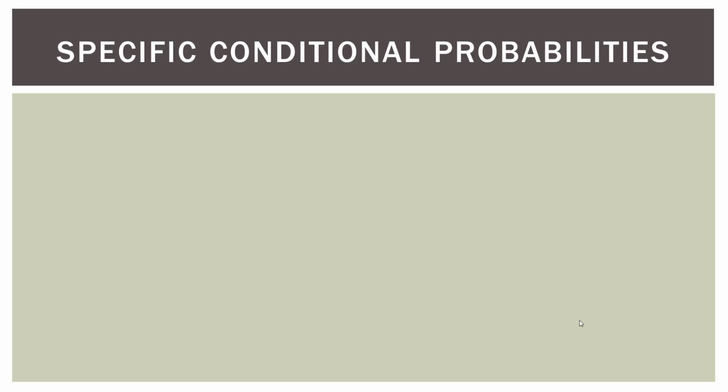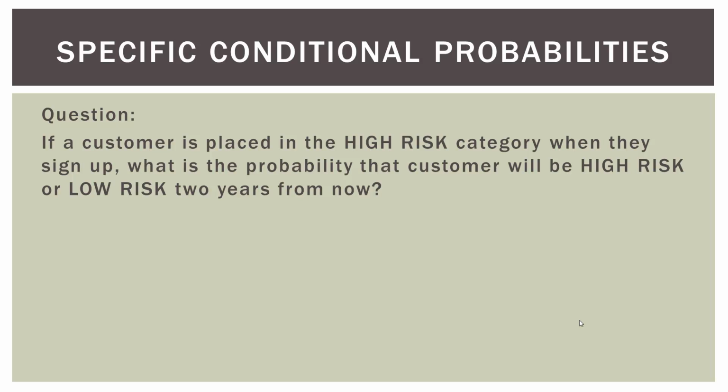Okay, one final thing, and then we are done. So let's talk about what we would call a conditional probability. So it's sort of a question about a subset or a specific slice or part of our information. So here's a question. If a customer is placed in the high-risk category when they sign up, what is the probability that a customer will be high risk or low risk 2 years from now?